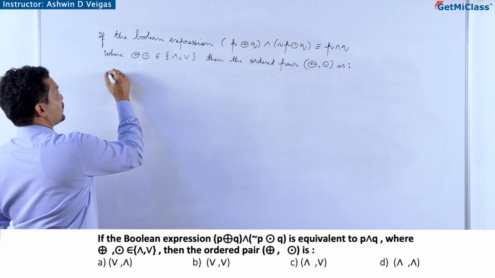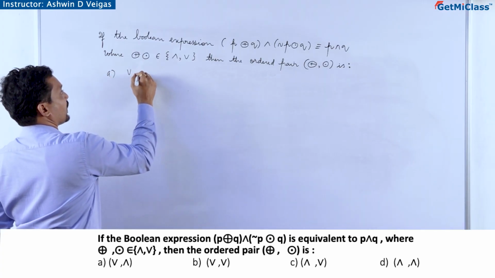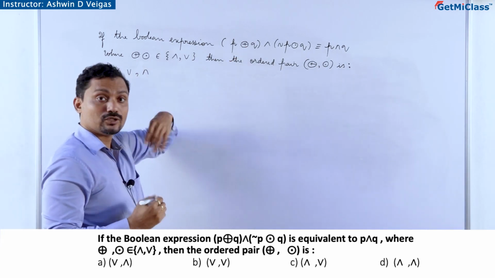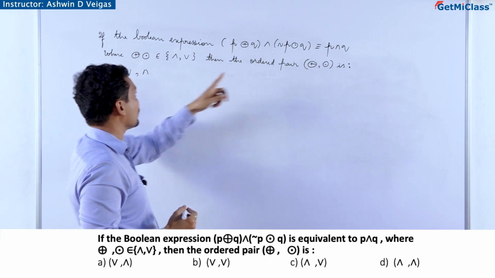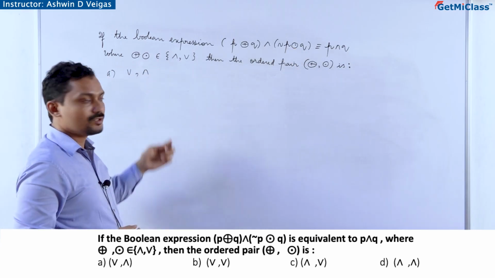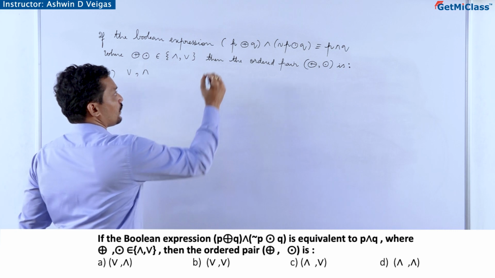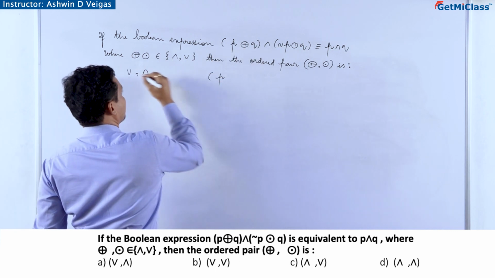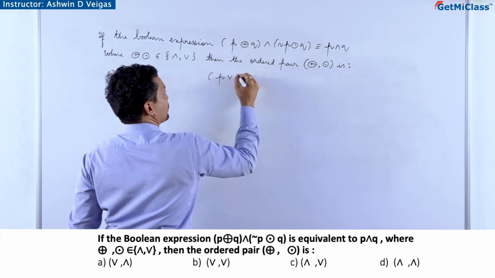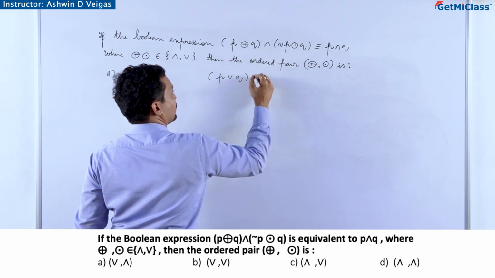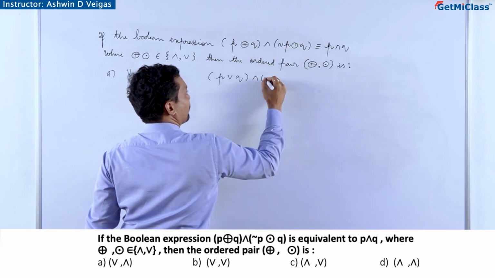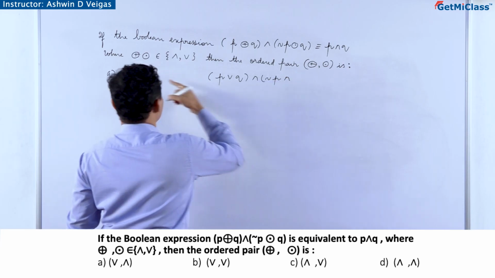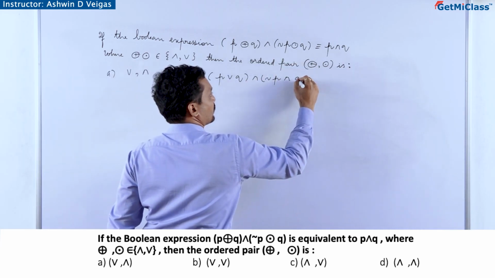Now, if you go to option A, it is given as or, and. So, this is the symbol. We need to check whether this symbol can be or, and whether this symbol can be and. So, we will check with option A. This is P, this symbol is or, this is Q, and this is negation of P, this symbol is and, and the second part is and Q.